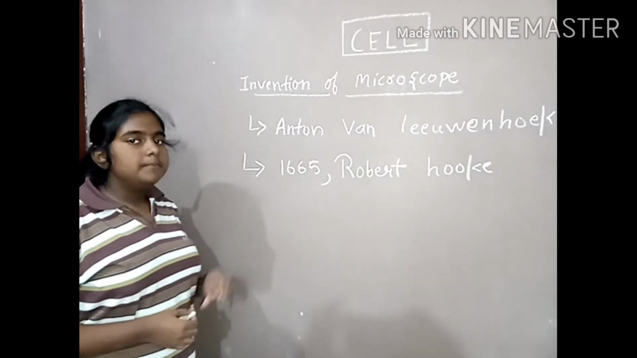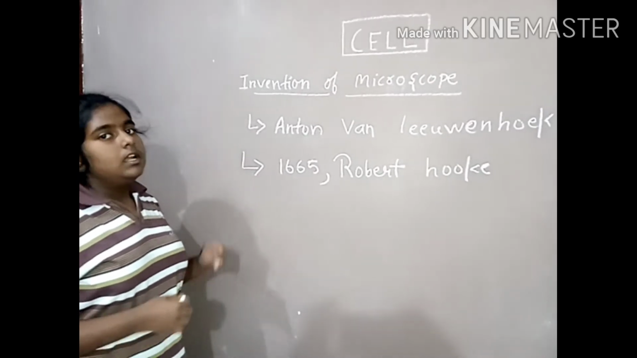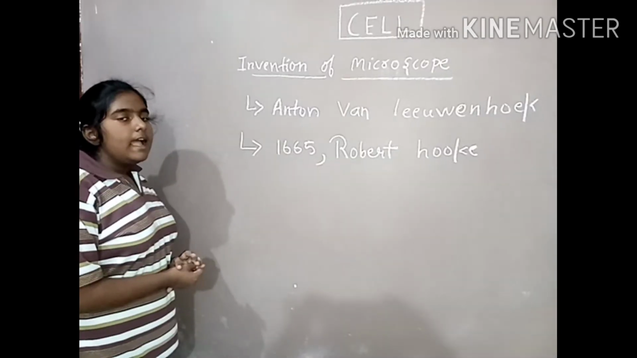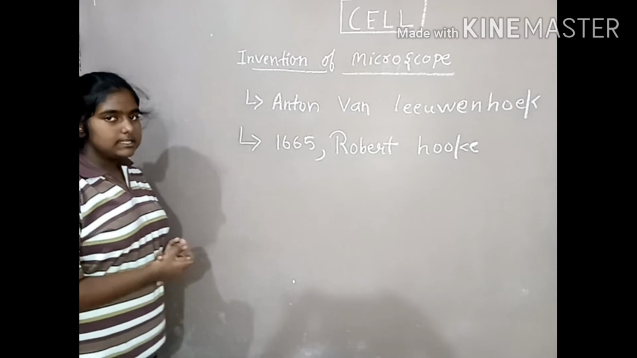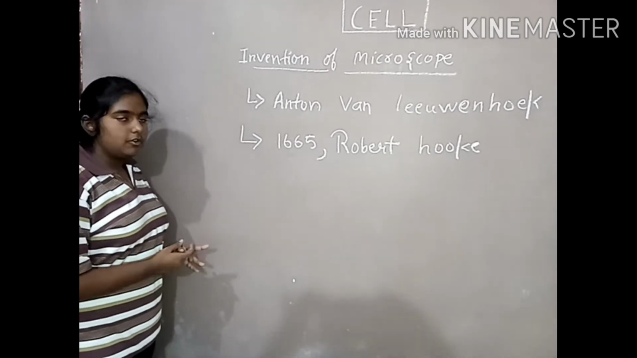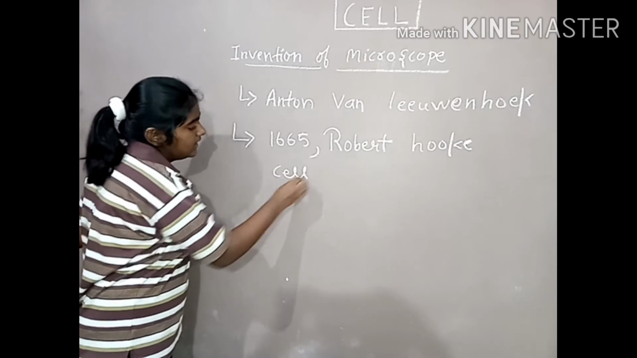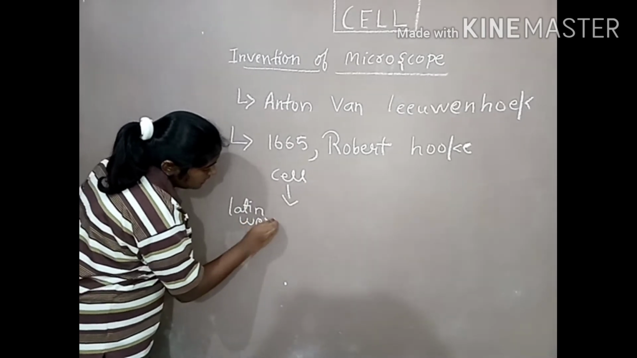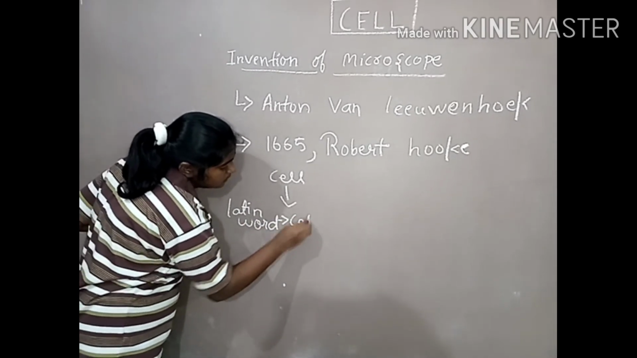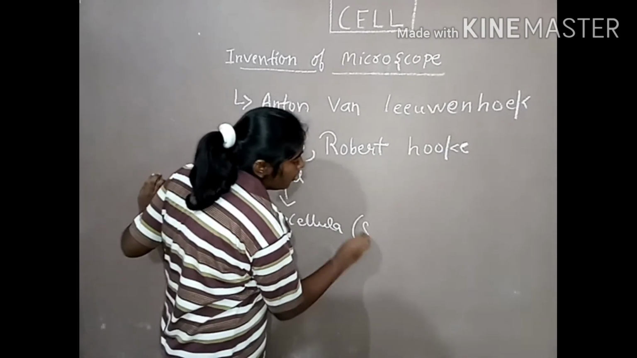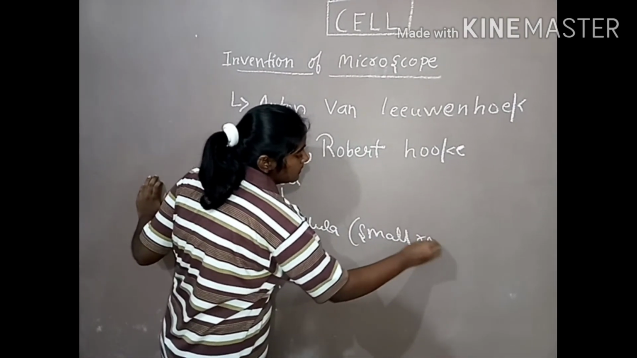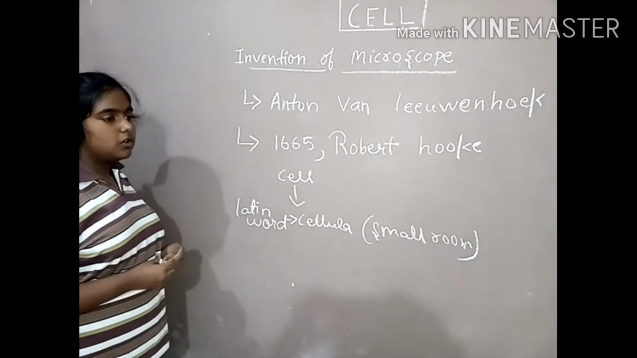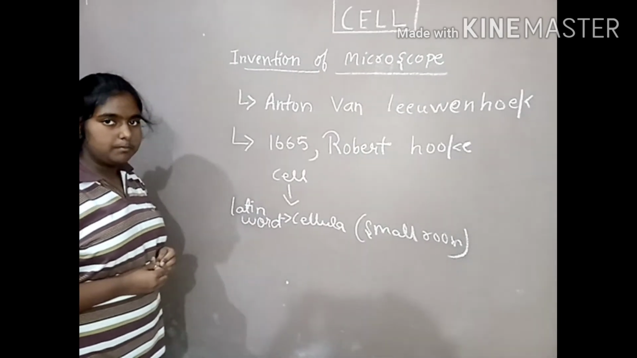Robert Hooke observed thin slices of cork and saw a cluster of box-like cubic cells that resembled the structure of a honeycomb. Thus he named them cells. The word cell comes from a Latin word, cellula, which means a small room. There are also various modern types of microscopes, the latest one being the electron microscope.